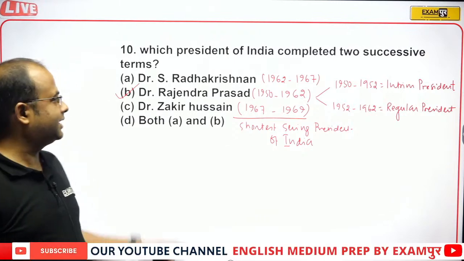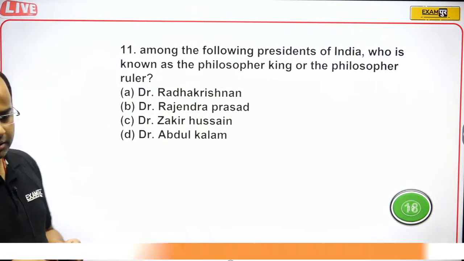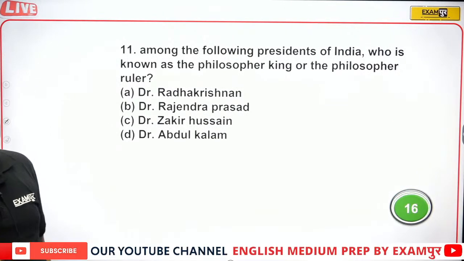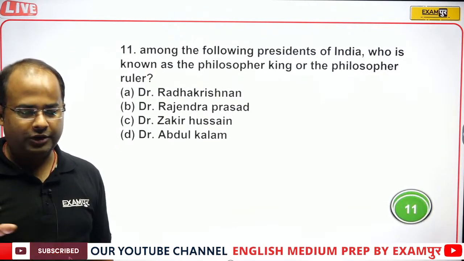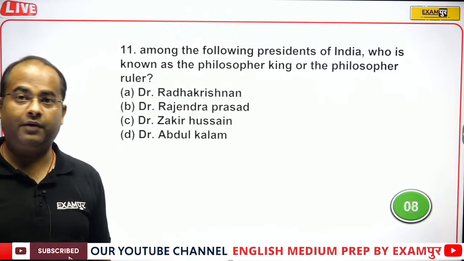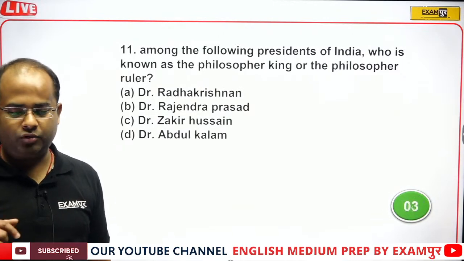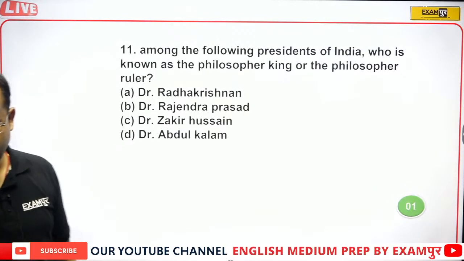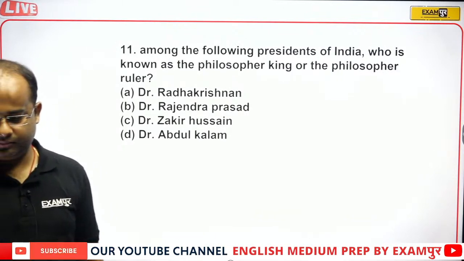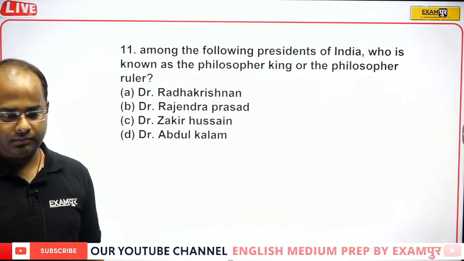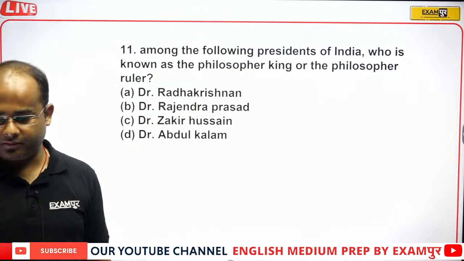Okay, now guys, come to the next question. Which of the following presidents of India is also known as the philosopher king or philosopher ruler? Dr. S. Radhakrishnan, Rajendra Prasad, Dr. Zakir Hussain or Dr. Abdul Kalam? Philosopher president, or philosopher king?